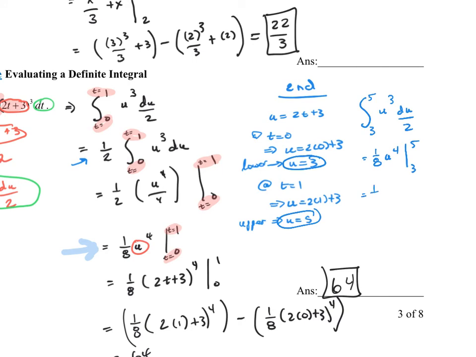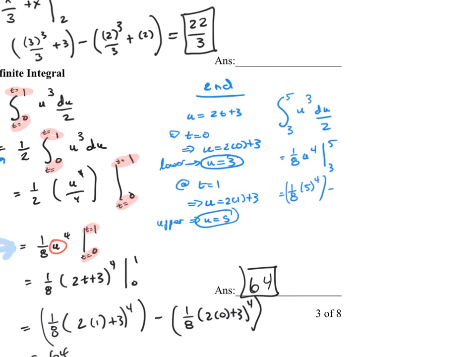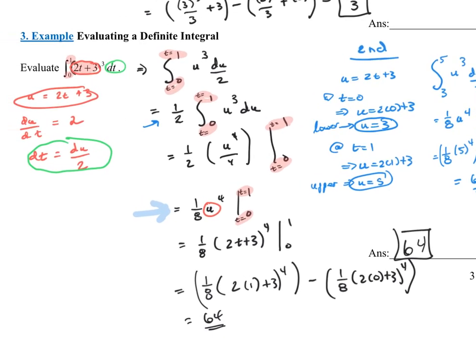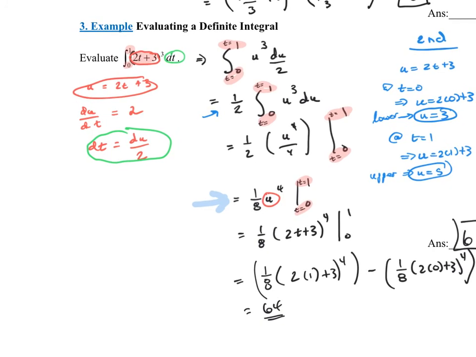So this would be 1/8 times 5 to the 4th. And then I'd subtract off 1/8 times 3 to the 4th. And when I do that, I would end up with 64 just the same. So we have two different options here. The first option is integrate like we've always integrated. Just remember to add the t equals.